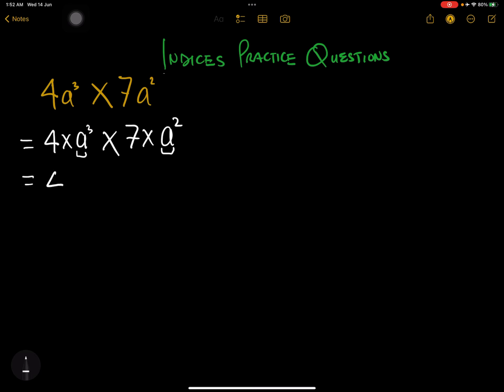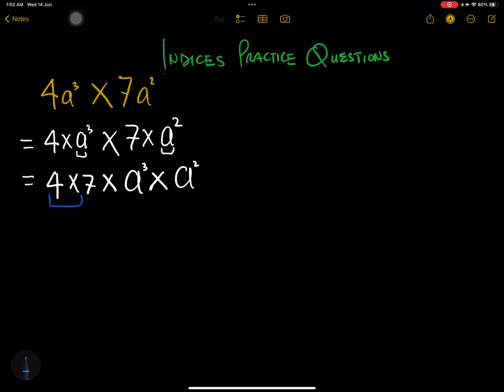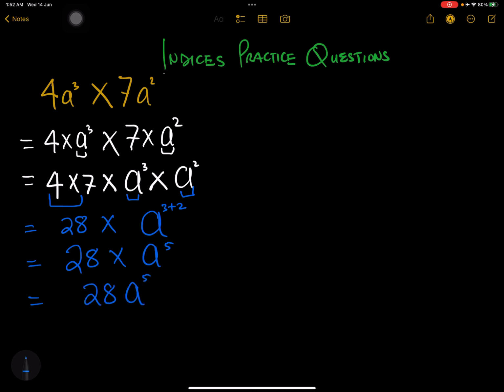So we're going to have 4 multiplied by 7, multiplied by a to the power of 3, multiplied by another a to the power of 2. I hope this is clear so far. Now we know that if we multiply this, we're going to get 28. And because this base and this base are the same, we'll multiply by a to the power of 3 plus 2. So we're going to get 28 times a to the power of 5, which is the same as 28a to the power of 5.